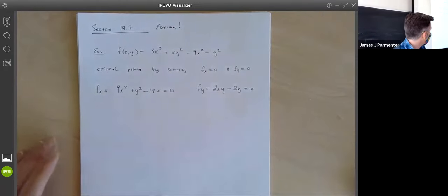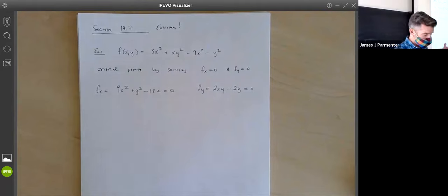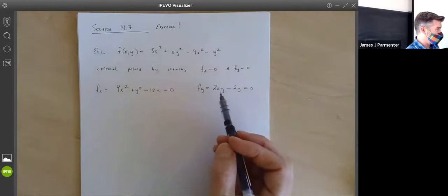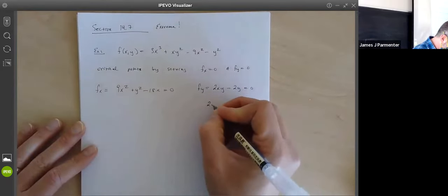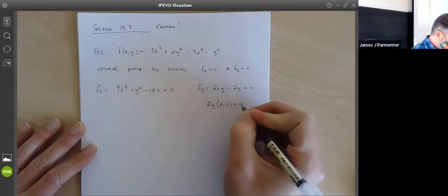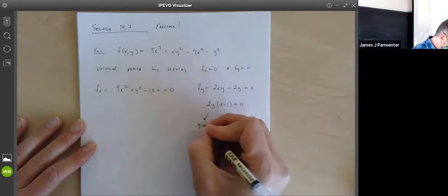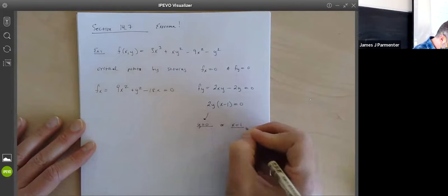So typically, if you've got these equations and they look kind of gnarly, you want to try and deal with the one that looks a little simpler first. I would say this one doesn't have any squares in it, so I'm going to look at that one first. So I'm going to factor out a 2y with x minus 1. Okay, this is something I can kind of grasp. I can see either y is going to equal 0 or x is going to equal 1.